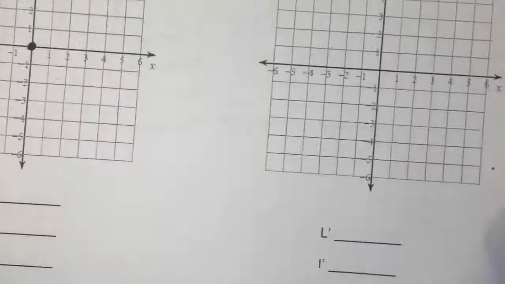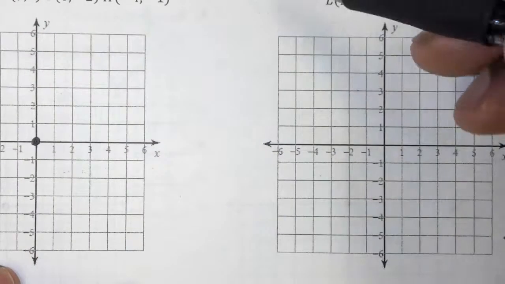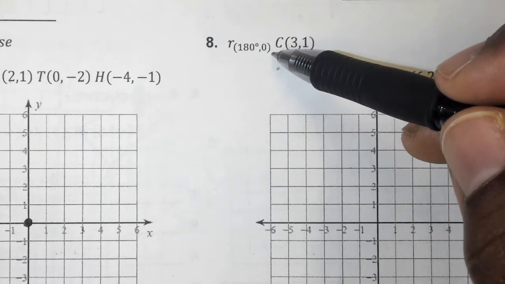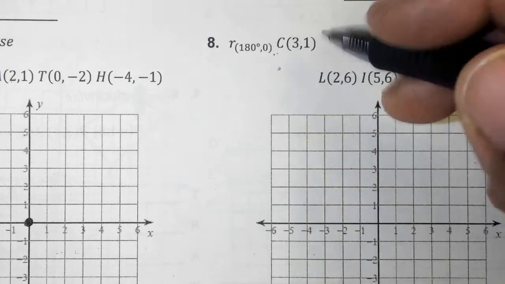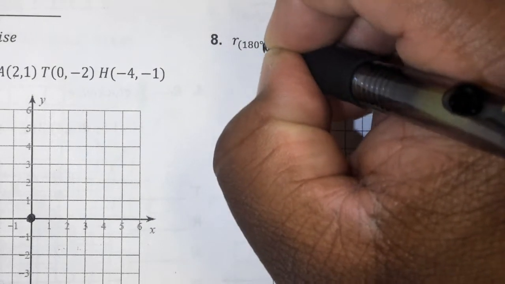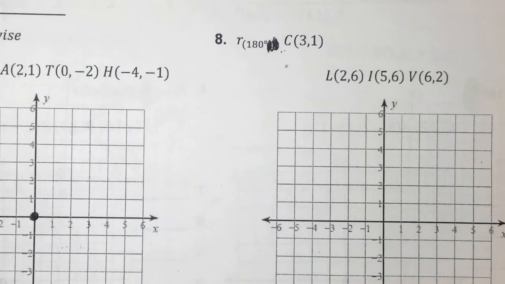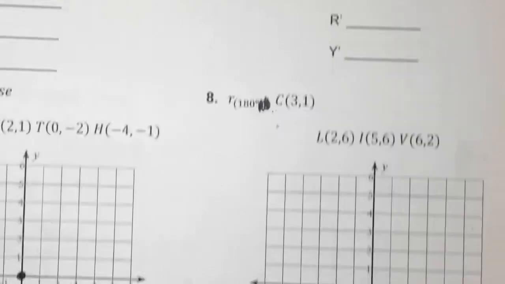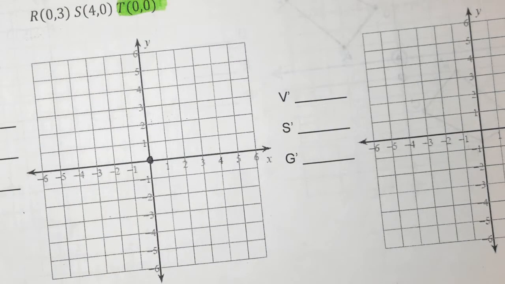Number 8, we typoed on that one. Number 8 reads, rotate 180 around the origin, and then it says C31. No, you're not rotating around the origin. Scratch that origin part out. Rotate 180 around point C31. Alright, those are the only ones I just want to make sure you do directly. Everything else that we didn't just go through, all those you're rotating around a point.